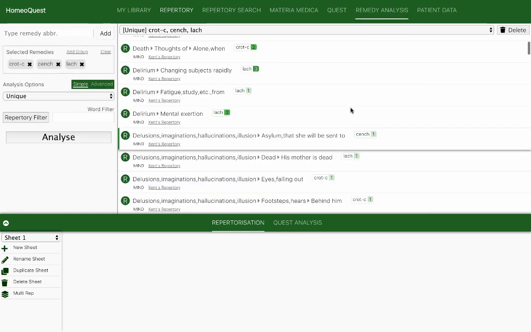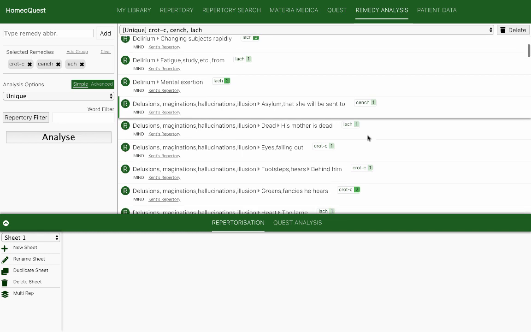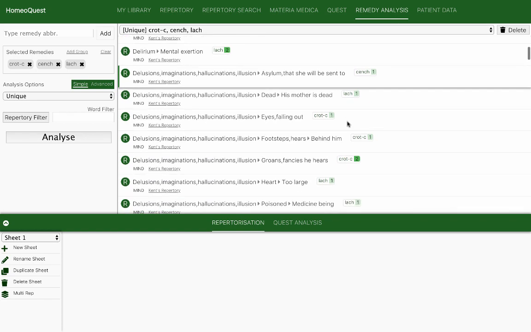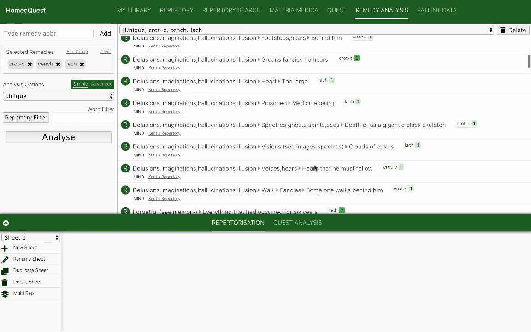So this is a beautiful place to now start fine-tuning. If I have a snake patient who has fear and anxiety that she's going to lose it and be sent to a mental asylum, I'll actually give cenchrys, even if lachesis comes up high in that picture. Okay, that's very interesting. What else? Very suspicious that she's being poisoned. It's only lachesis. No other remedy has that delusion.